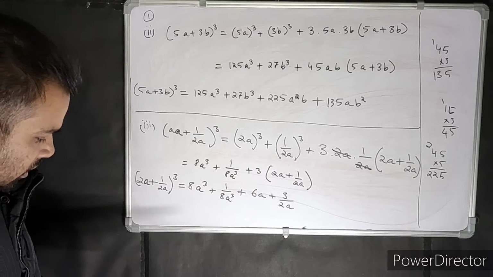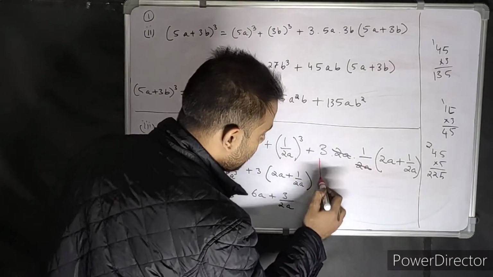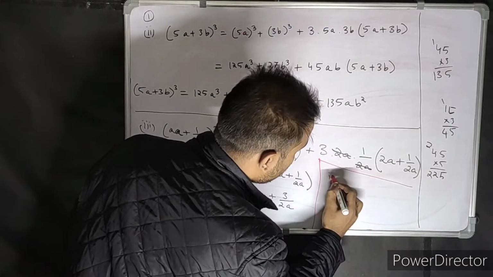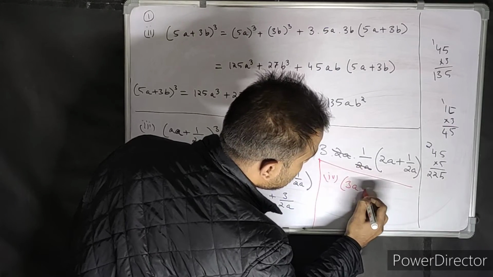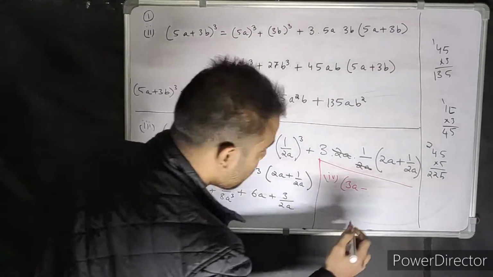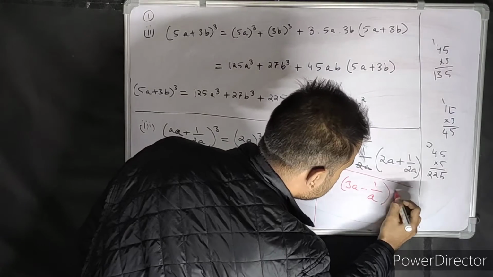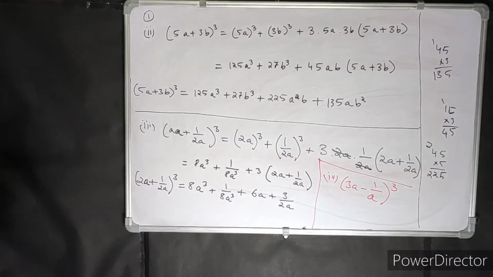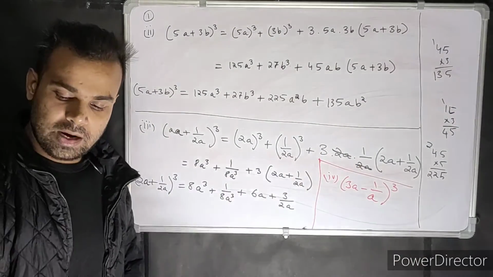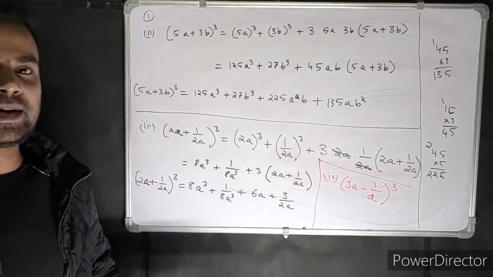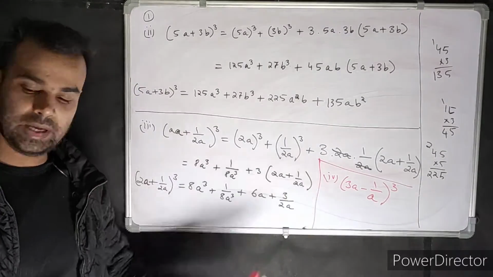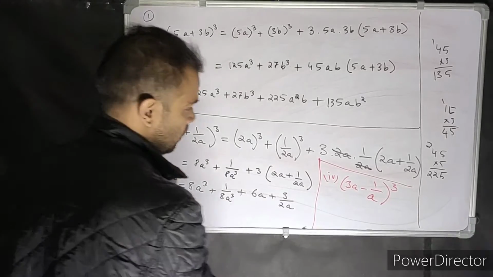The part 4 is this. This is the part 4. All of you can do it at home. Part 4. 3a minus 1 by 8 is whole cube. Do this at home. Don't worry about the answer. If you follow the correct method, you will get the correct answer. You don't need to worry about the answer.